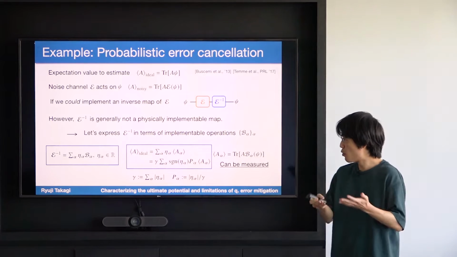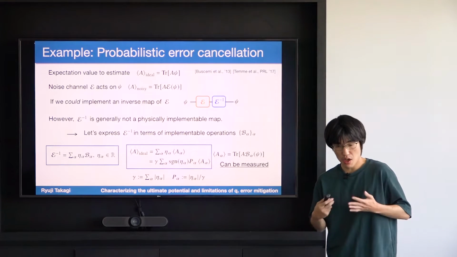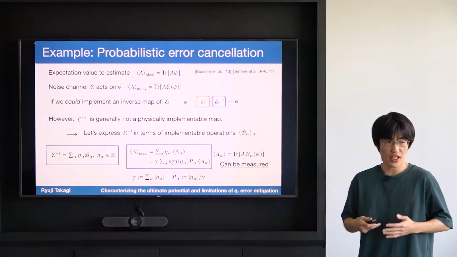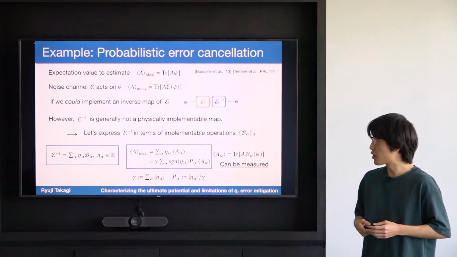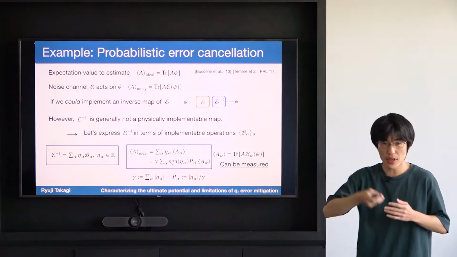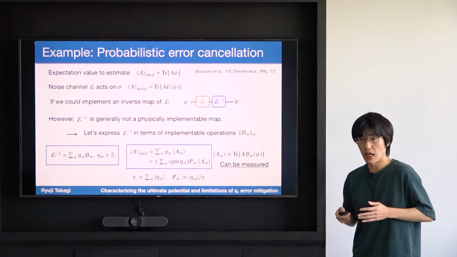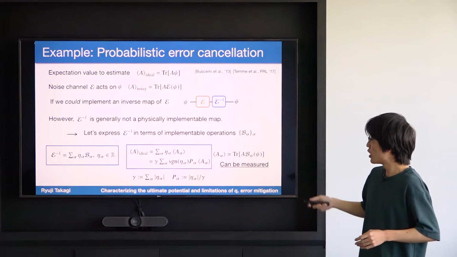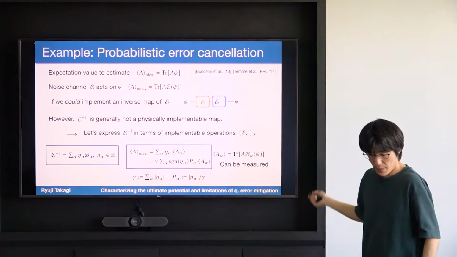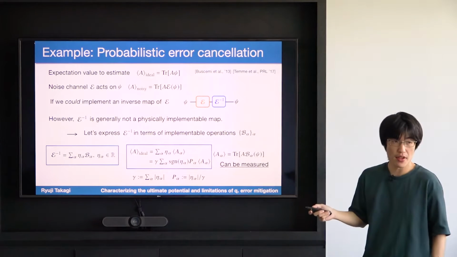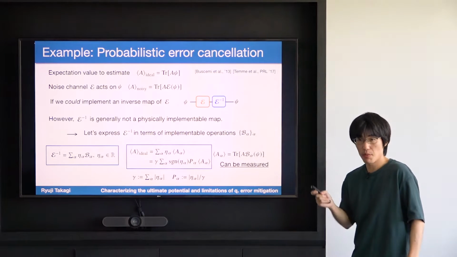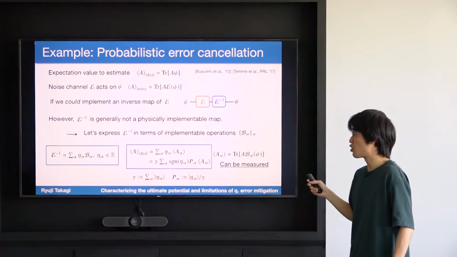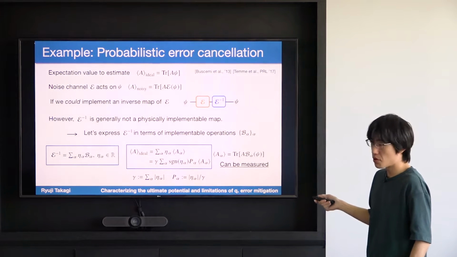Okay, to give you a more concrete idea of error mitigation as an introduction, I think it is good to give you one specific error mitigation protocol so that we are on the same page. This is called the probabilistic error cancellation method. This is one specific error mitigation protocol known in the community. So let me introduce that.